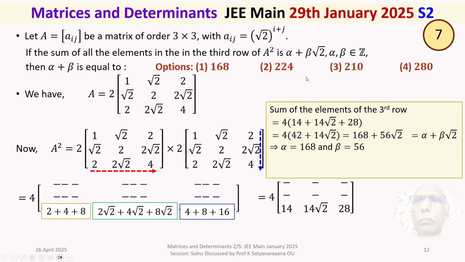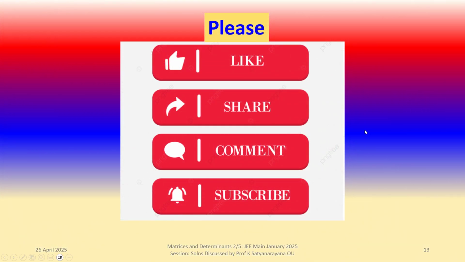What's that we want? We want alpha plus beta. So alpha plus beta is equal to 168 plus 56. That is equal to 224. So where is our answer? The answer 224 is appearing against option 2. Therefore the answer to this question is option 2. That is the detailed discussion of the solution of this problem.